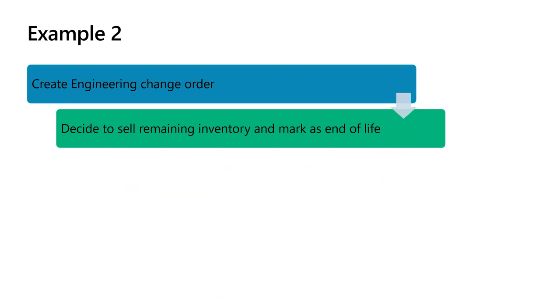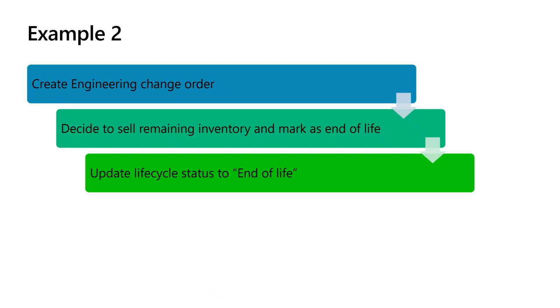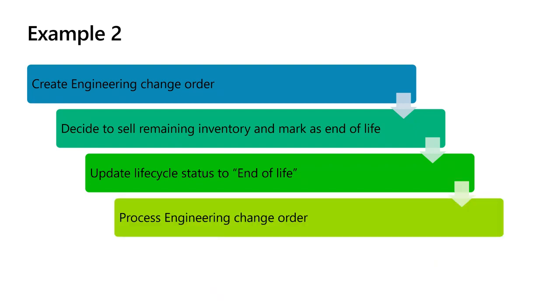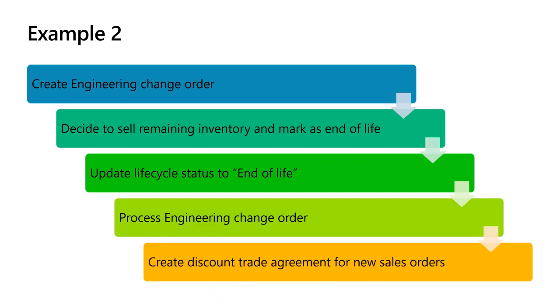And then what we're going to do after we create the change order is we'll update the info in the change order to reflect the new lifecycle state to end of life, and then we'll run the engineering change order approvals and process the change order, which again pushes the updates out to the operational companies. And then in each operational company, we'll create a trade agreement with a line type of discount to sell all of our remaining stock at a 50% discount so we can move it faster.